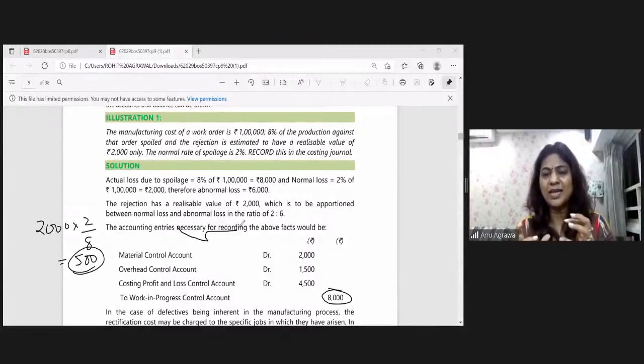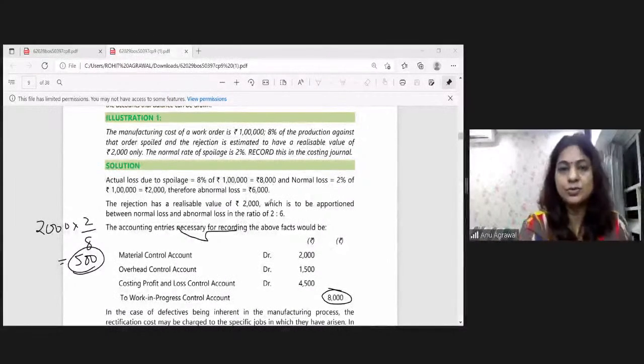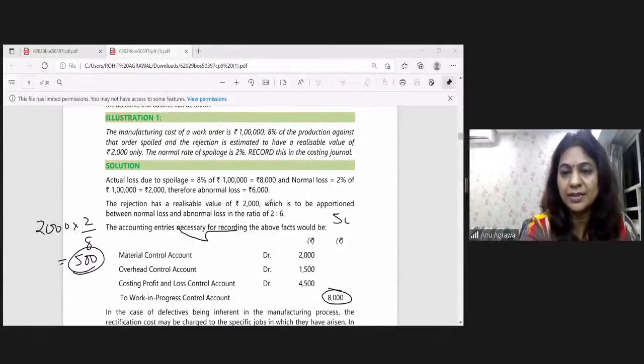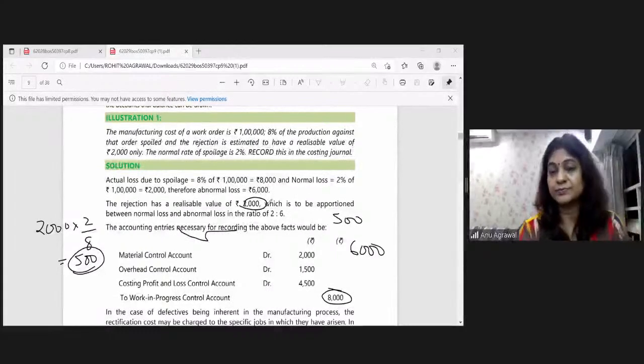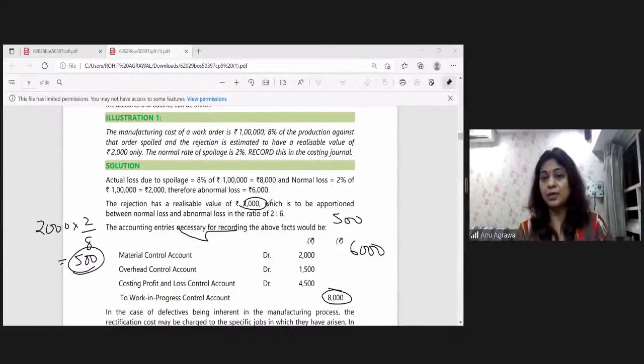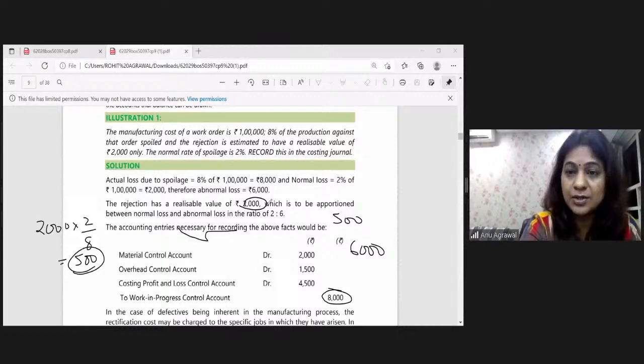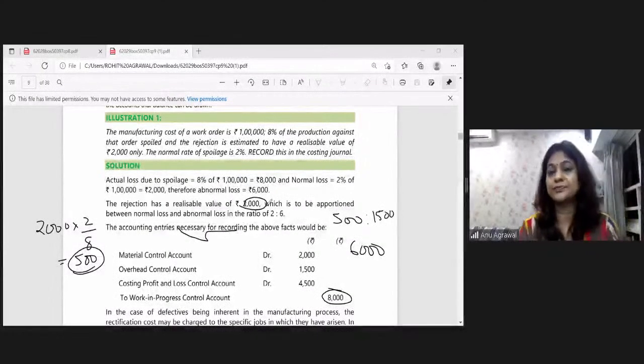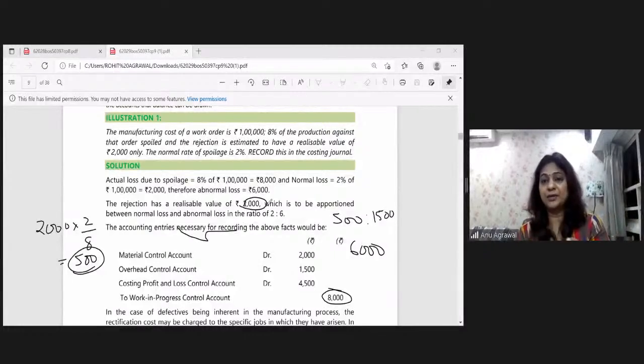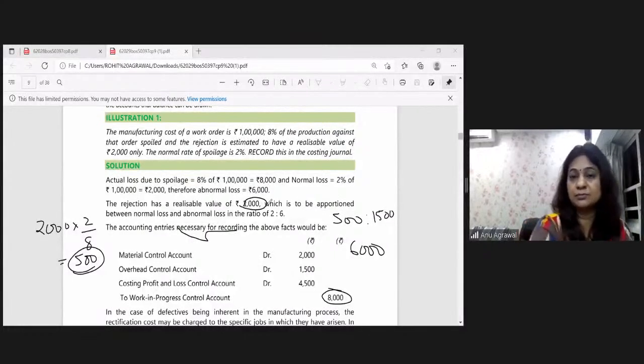overheads. So what are they actually dividing? What is it that they are dividing? This 2,000, according to me, 500 is within acceptable limit. This is the recovery portion, right? So technically your spoilage is 6,000. Yes or no? So should I divide this 2,000, which is 500 into 1,500? This much I should divide.